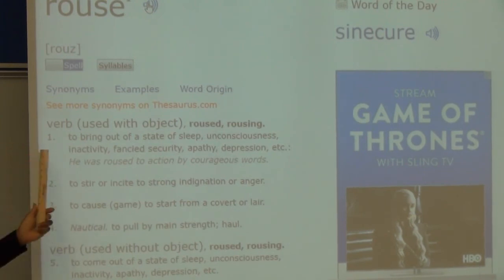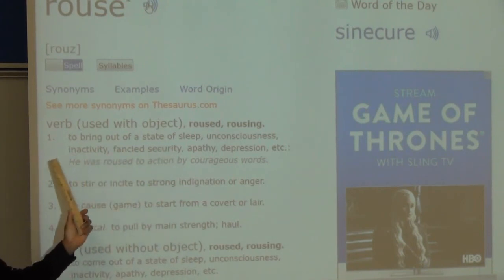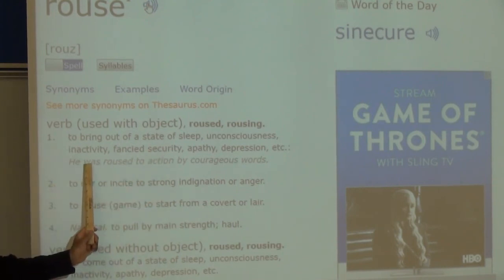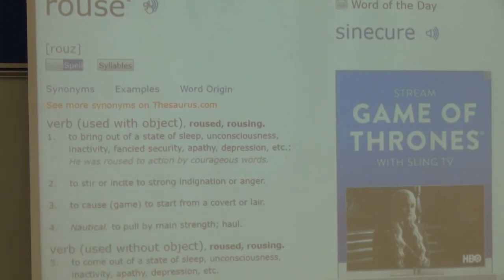Okay, so make sure when you write down the definition, you're writing down the part that you actually understand. Don't write down words that you don't understand. Make it so that you understand it. Write down the words that you understand. You might understand unconsciousness, sleep, inactivity, depression. So when you write it in your own words, someone restate this for me in their own words. How can you restate this definition in your own words?